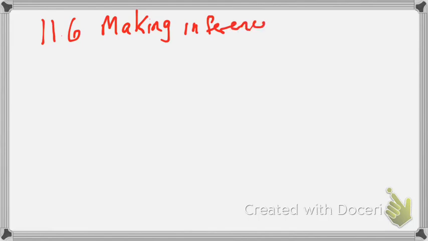You made it. Last section of Algebra 2. This is it right here, the last one. This is called Making Inferences from Experiments.